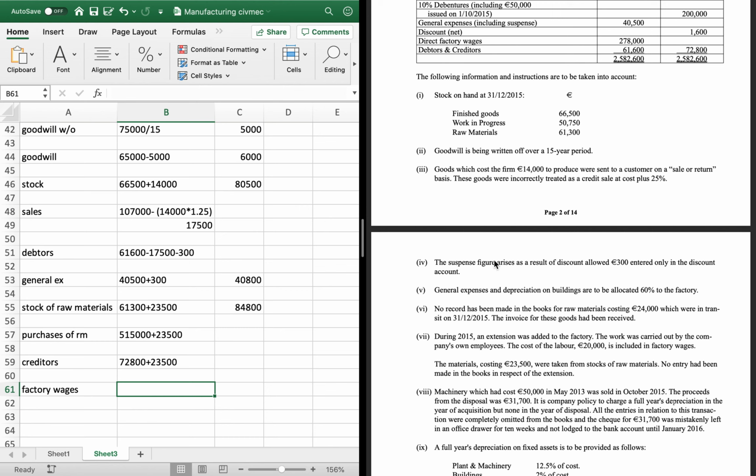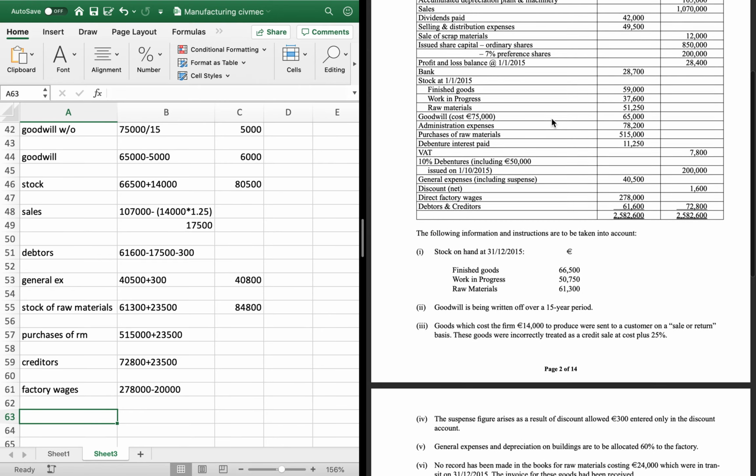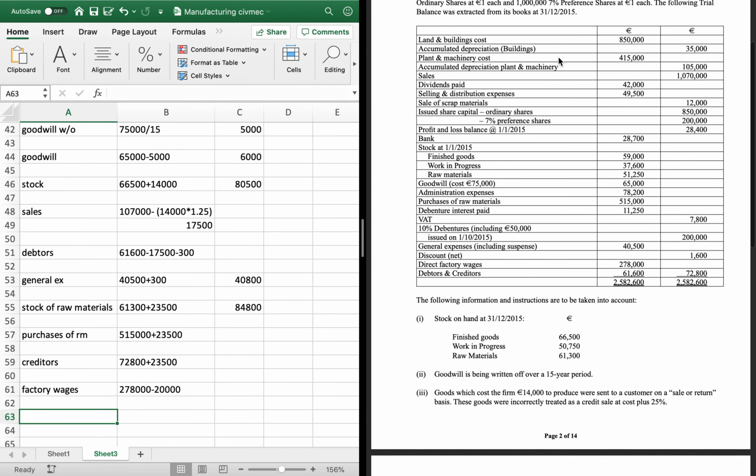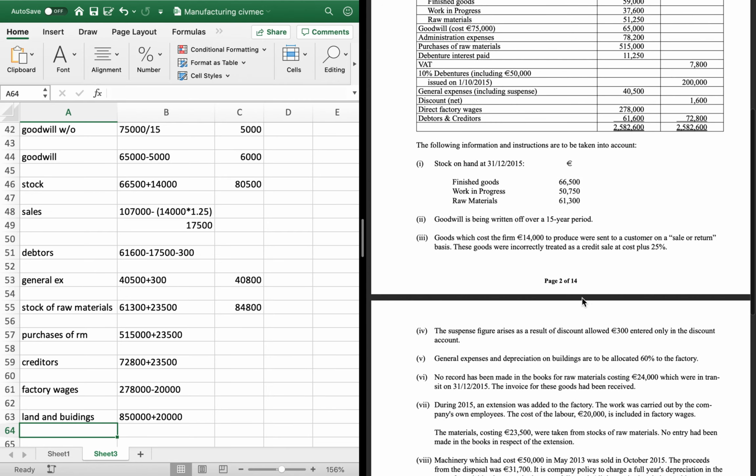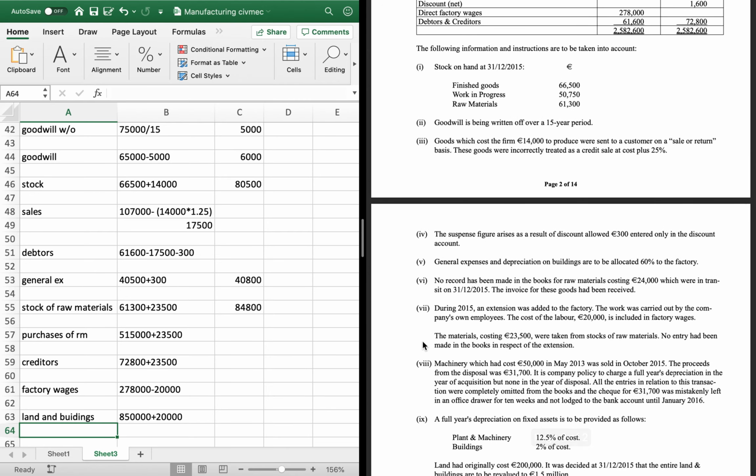So we're going to take that 20,000 out of direct factory wages of 278, and we're going to add it in to buildings. So land and buildings is 850. So we're going to take that 850 and we're going to add on the 20,000. If we read on with that then, the materials costing 23.5 were taken from stock of raw materials.